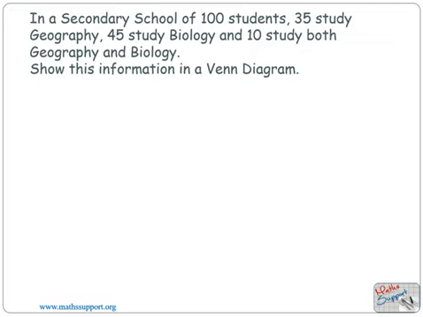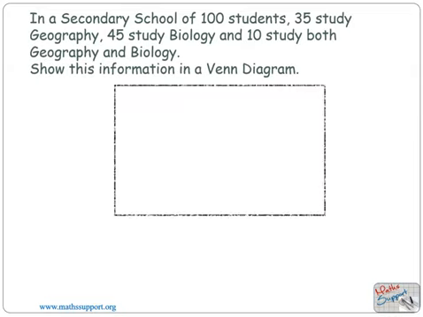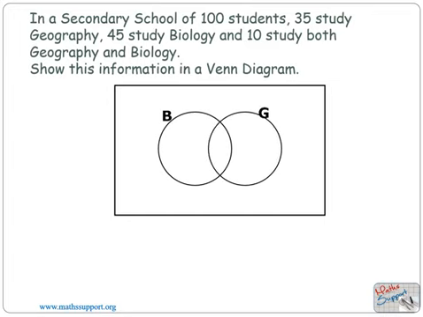This is another problem. In a secondary school of 100 students, 35 study geography, 45 study biology, and 10 study both geography and biology. Show this information in the Venn diagram. So we draw a universal set for the secondary school with 100 students, and into that we are talking about 2 subjects, geography and biology. One subset is biology and the other subset is geography.